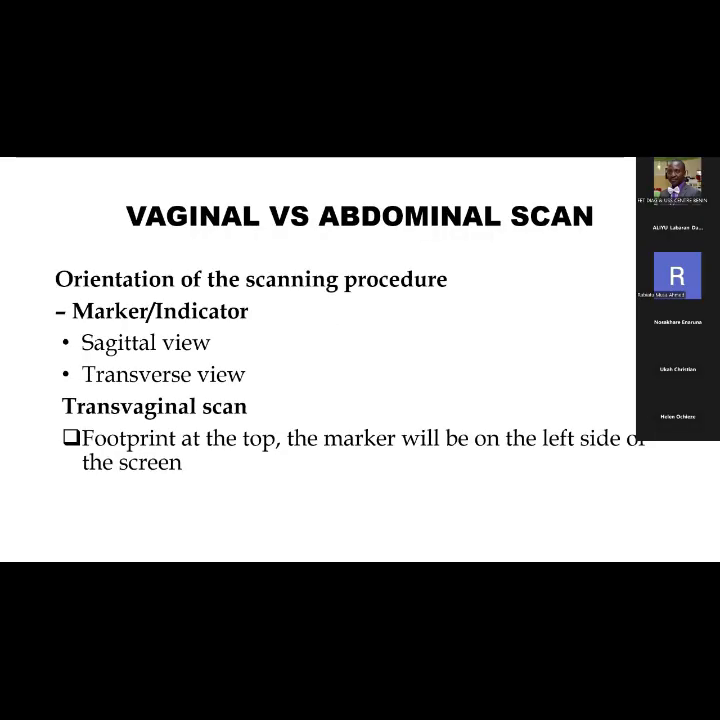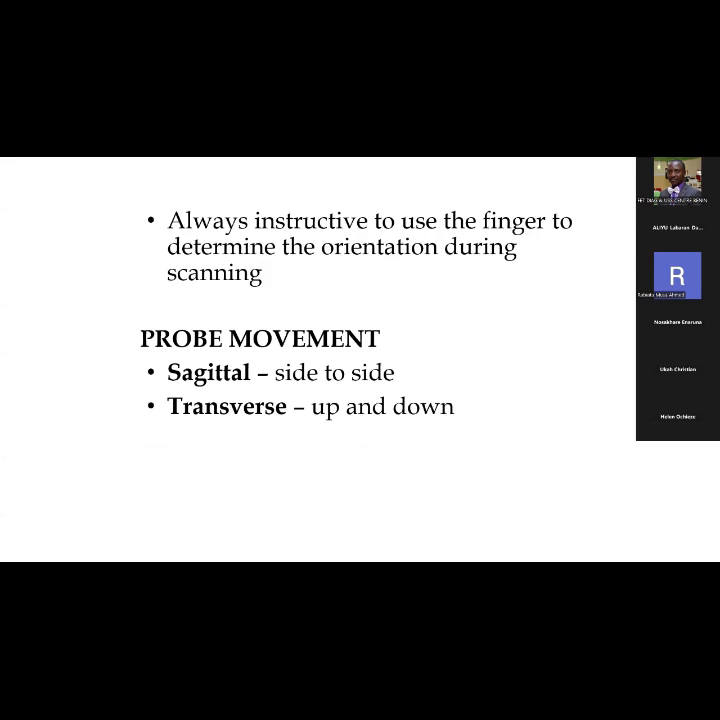Now, the orientation of the scanning procedure: we have said what the marker does to help you in the sagittal and transverse views. And then in the transvaginal scan, we've also mentioned how the marker helps you to get orientation. Note that in transvaginal scanning, where the footprint is at the top, the marker will usually be on the left of the screen. But in some other climes where the footprint is from the bottom, this will be the reverse. So it's also good to remember that this might be the case. I'll show us some images to display this in a short while. It is always instructive to use the finger to determine the orientation during scanning. That's what I mentioned earlier on.